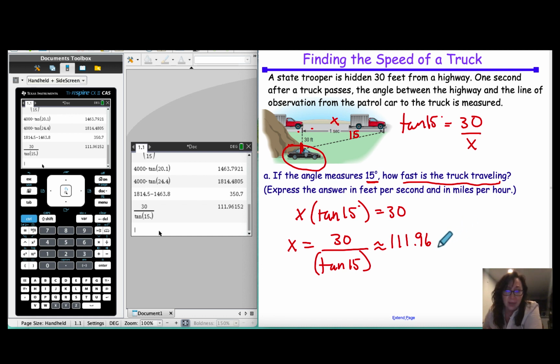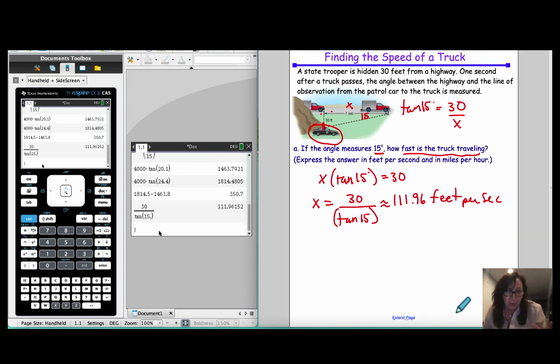That is my feet per second. So that's feet per second. Okay, so that's how fast the truck is traveling. That is so cool that you can figure that out. Well, I mean, I don't have all the information yet because I really want to know how many miles per hour they're going. And so therefore, in order to find how many miles per hour they're going, we want to convert this from feet per second to miles per hour.